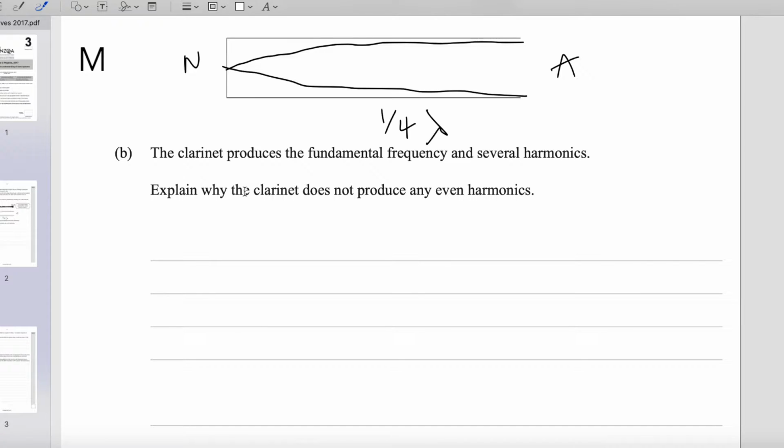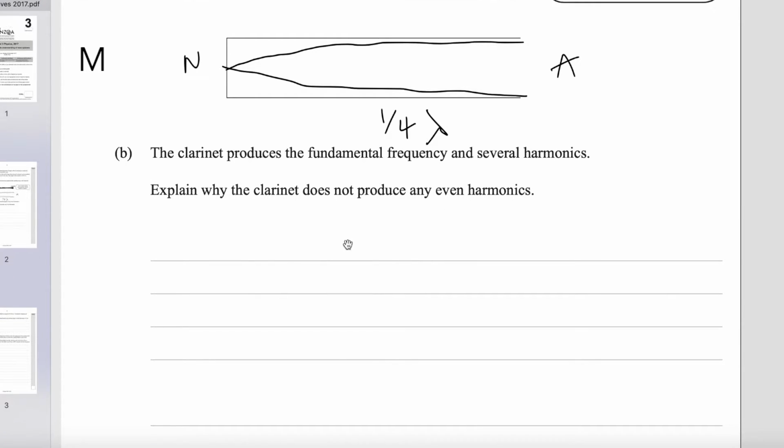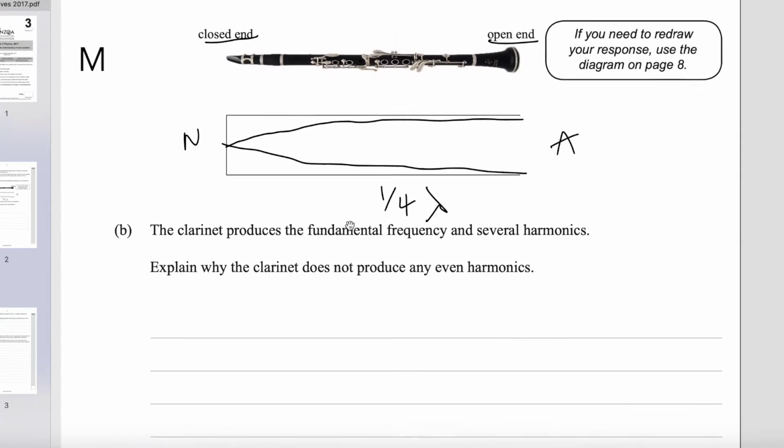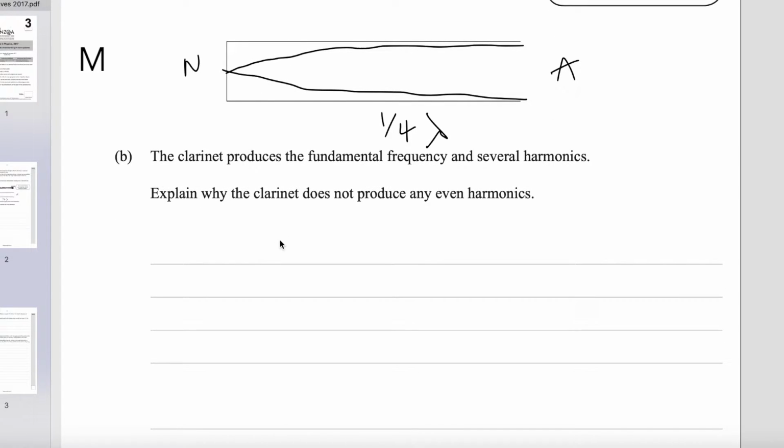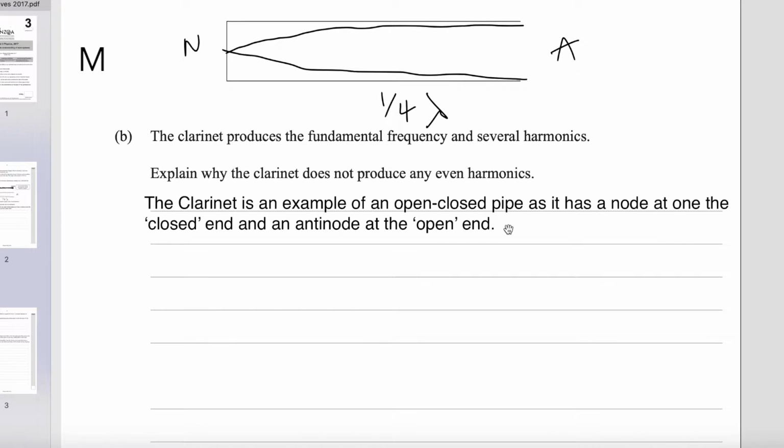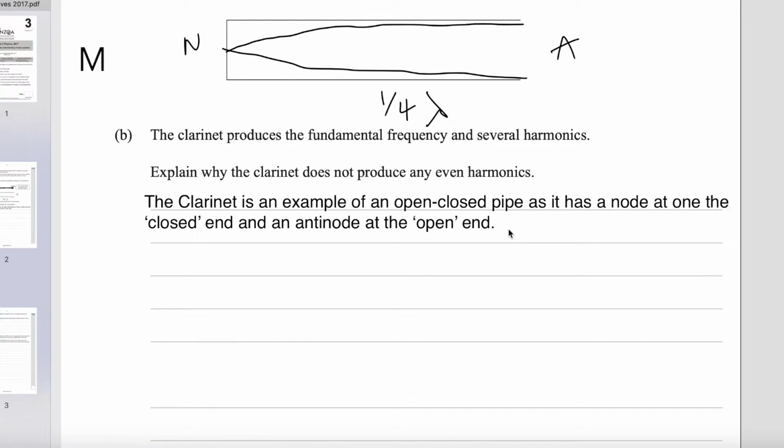Alright, question B asks, the clarinet produces the fundamental frequency and several harmonics. Explain why the clarinet does not produce any even harmonics. Well, we can start off by stating what type of pipe this clarinet is. As we talked about before, it's open at one end and closed at the other, so it's an open-closed pipe. And we know that because there's a node at the closed end and an antinode at the open end. So there we go, just a starting statement.